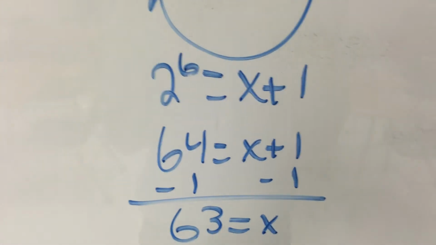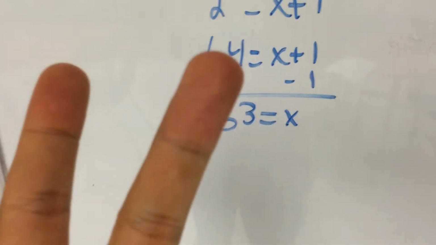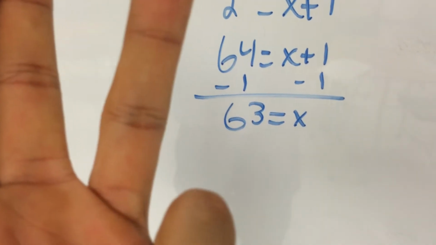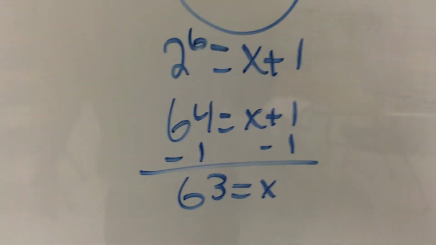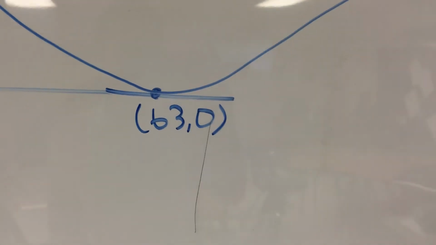2 to the 6th power. 2, 4, 8, 16, 32, 64 equals x plus 1, minus 1 on both sides. 63 equals x. So the x-intercept is 63 comma 0. Here we have it.